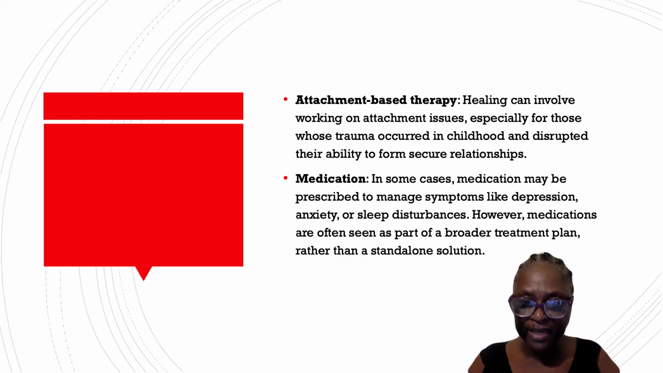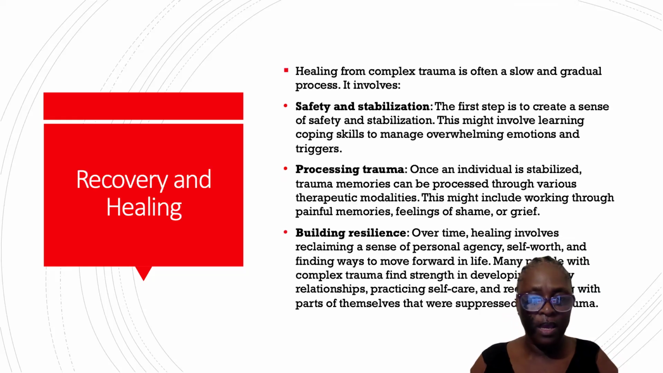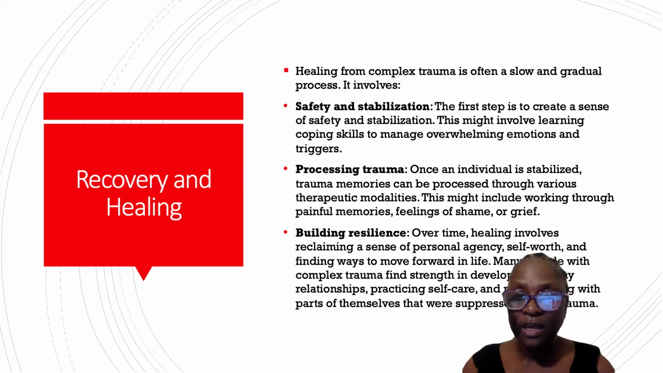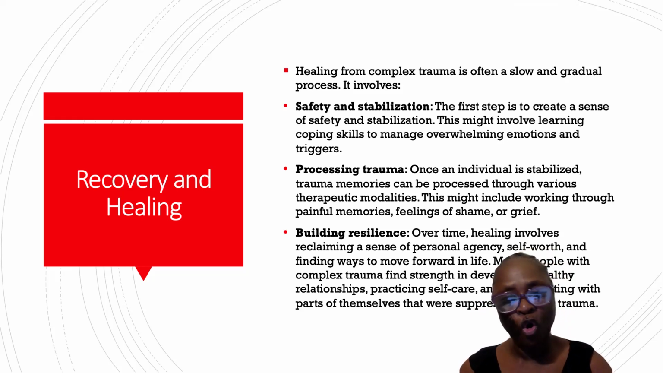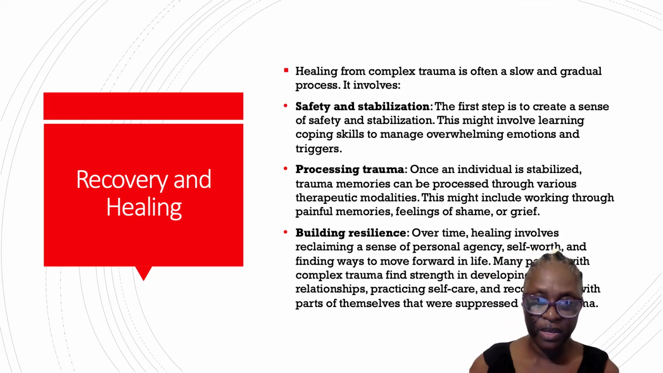Medication. In some cases, medication may be prescribed to manage symptoms like depression, anxiety, or sleep disturbance. However, medications are often used as a part of a broader treatment plan rather than a standalone solution. Recovery and healing. Healing from complex trauma is often a slow and gradual process. The first step is to create a sense of safety and stabilization. This may include learning coping skills to manage overwhelming emotions and triggers.